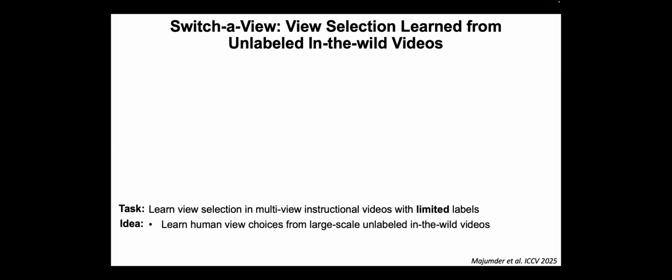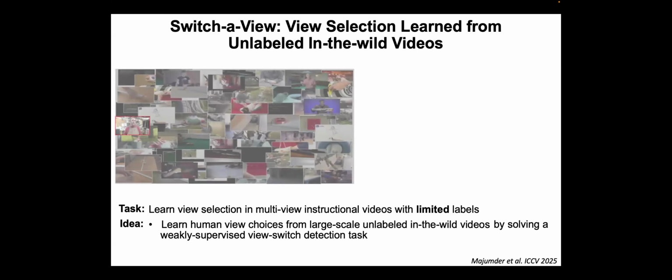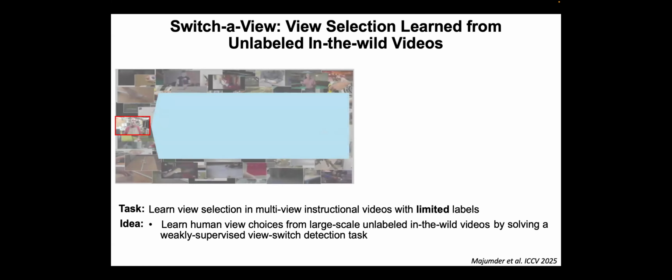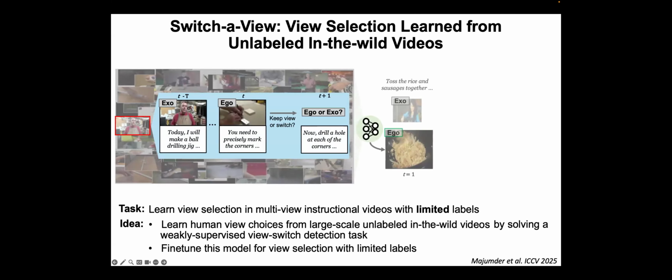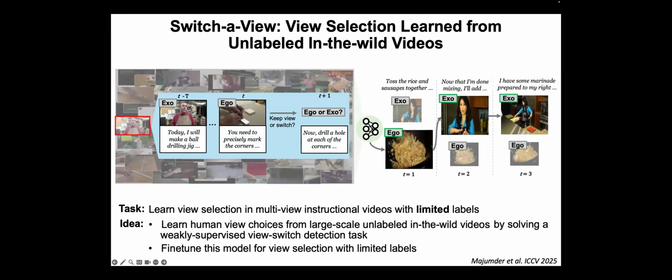To do so, we learn human view choices from unlabeled but edited varying view instructional videos, which are found at scale on the internet, by solving a weakly supervised view switch detection task. Specifically, given a varying view instructional video, we learn a model that, given any time t in the video, uses the past frames and past narrations and the future narration to predict if the view should stay the same at time t+1 or if it should switch. Next, we take this model and fine-tune it on multi-view data with limited labels for performing view selection.